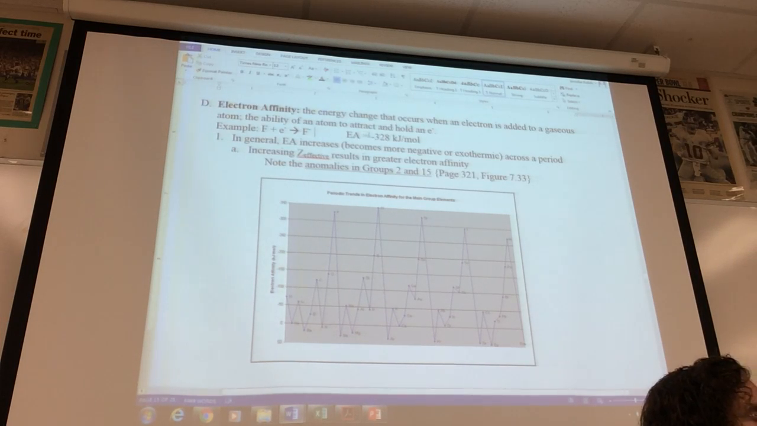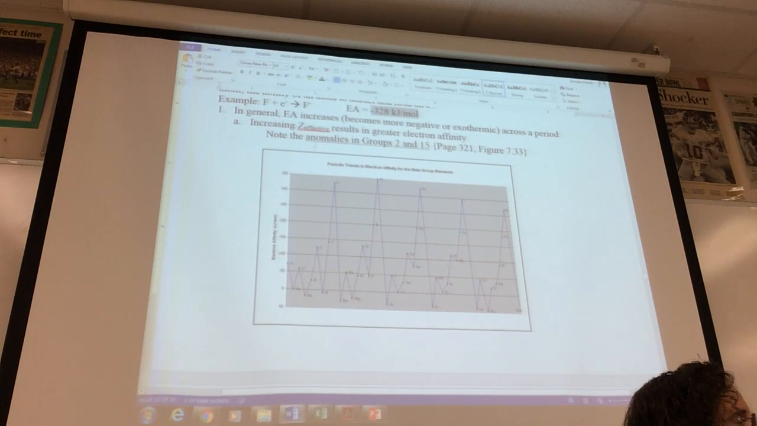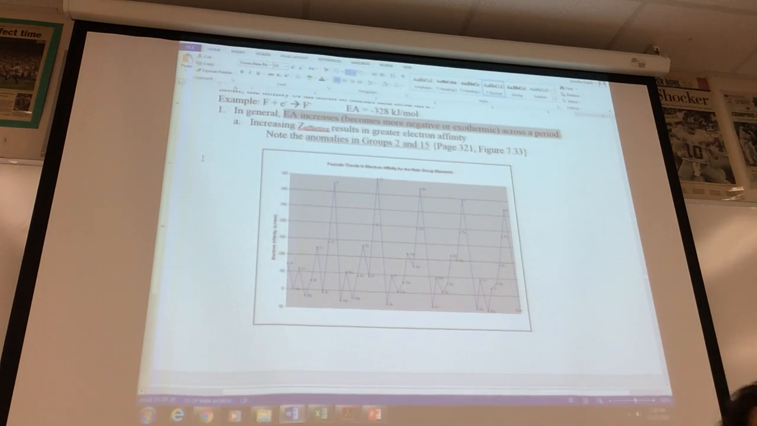So electron affinity here illustrates exothermic. That's the energy that is released by attracting and holding an electron, in the case of fluorine, and it's very, very high. In general, we find the electron affinity increases across a period. As the effective nuclear charge increases, the more positive you will be, the ability to attract and hold an electron increases as well, since opposites attract. Generally speaking, as you go across a period.